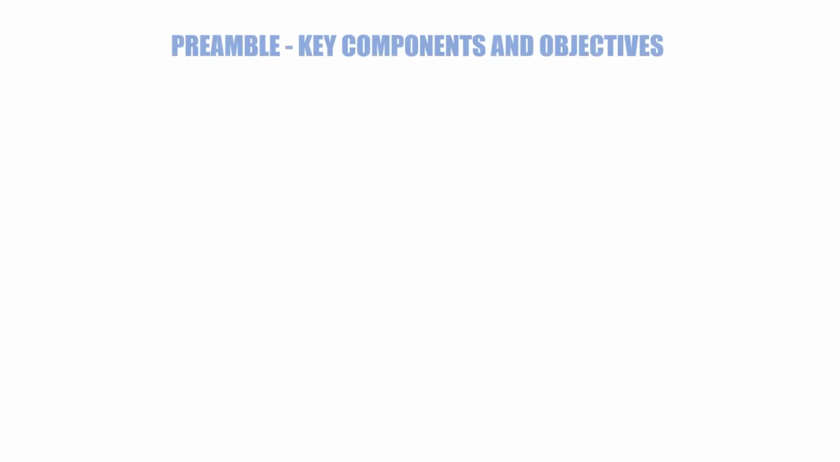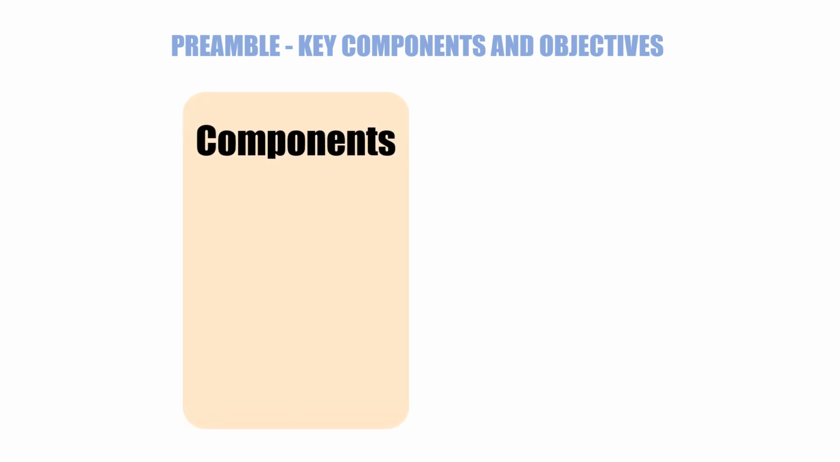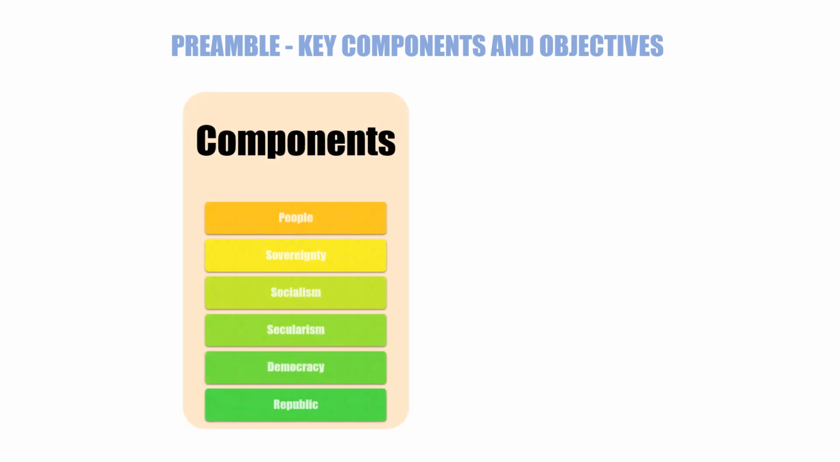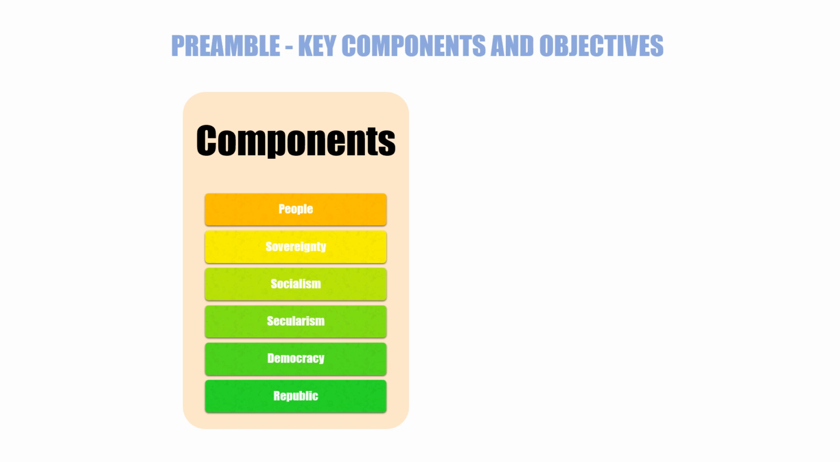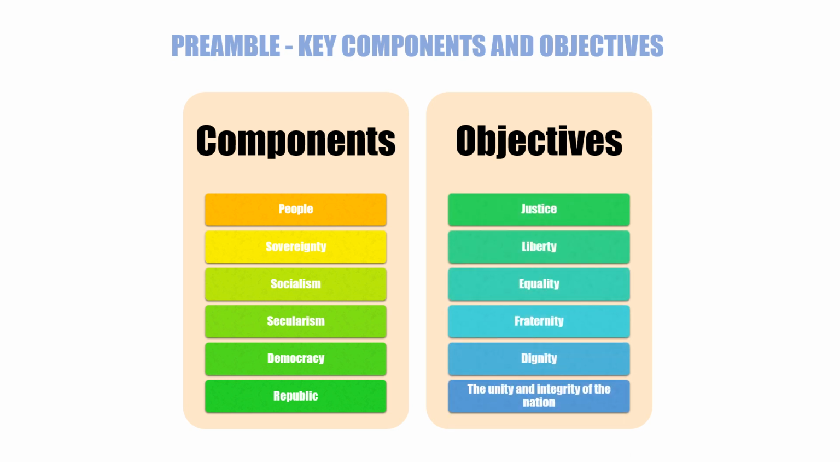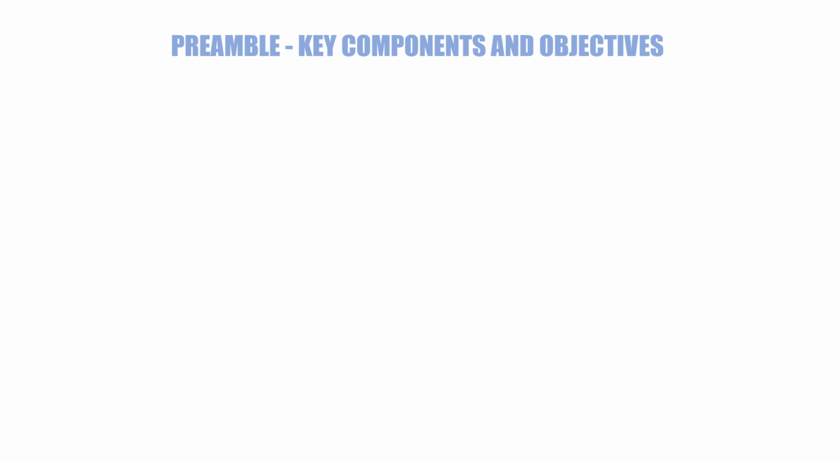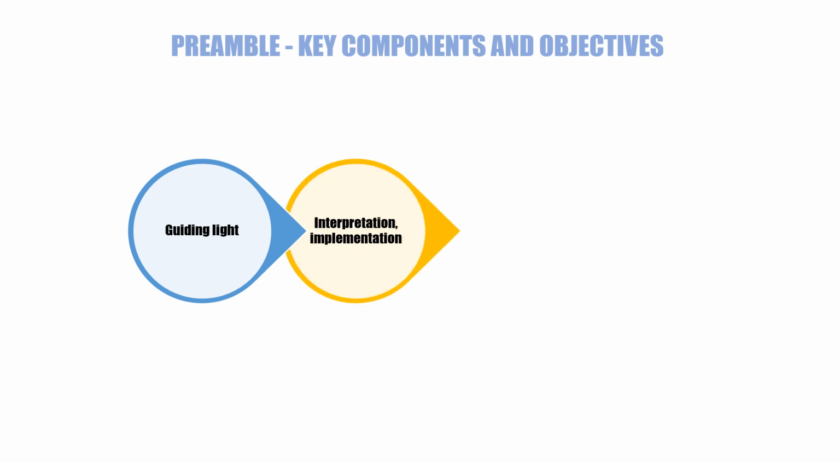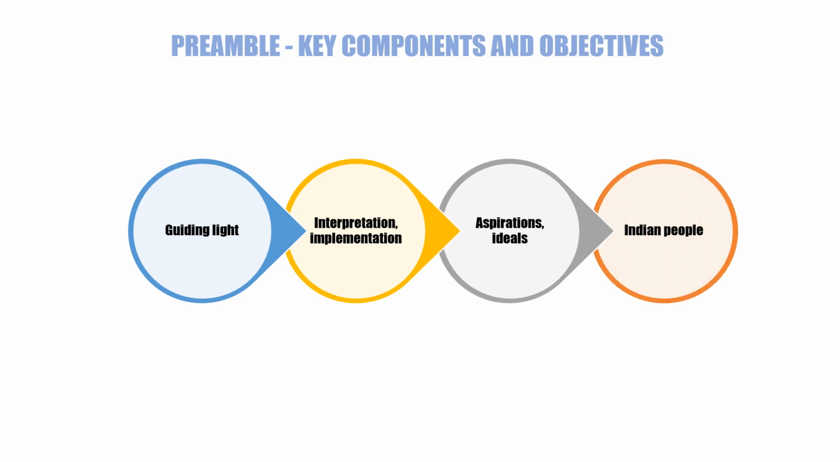To put it all together, the Preamble of the Constitution of India consists of key components that include the people, sovereignty, socialism, secularism, democracy and republic. Its objectives revolve around justice, liberty, equality, fraternity, dignity, and the unity and integrity of the nation. The Preamble acts as a guiding light for the interpretation and implementation of the Constitution, reflecting the aspirations and ideals of the Indian people.